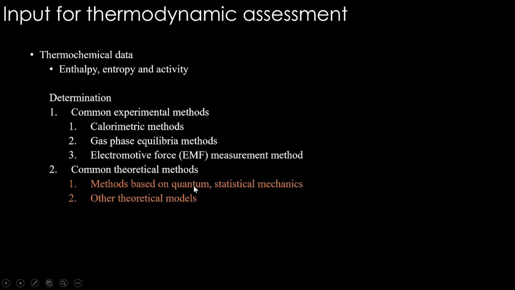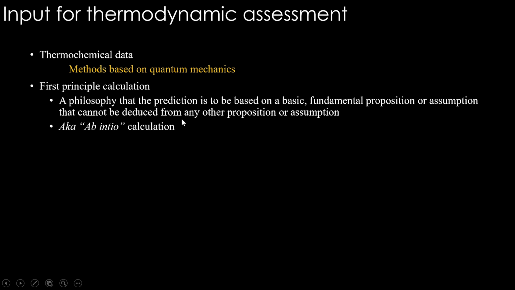Now let's look at the common theoretical methods. When we say theoretical methods, the first one is methods based on quantum mechanics. When we say quantum mechanics, we call it first principle calculation. This term first principle calculation is actually quite generic. What it means is a philosophy that the prediction is to be based on a basic fundamental proposition or assumption that cannot be deduced from any other proposition or assumption, also known as ab initio calculation.